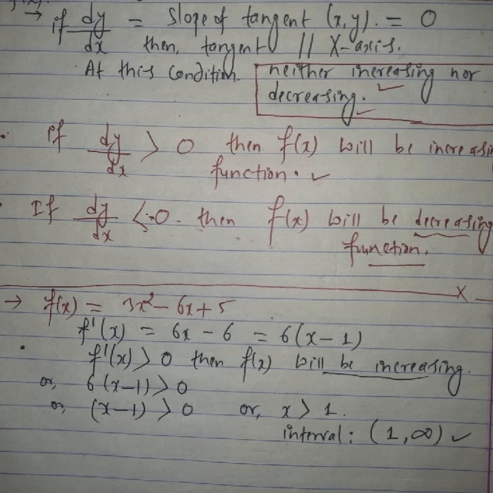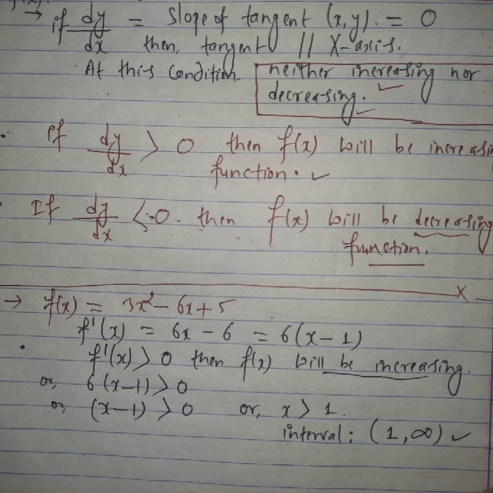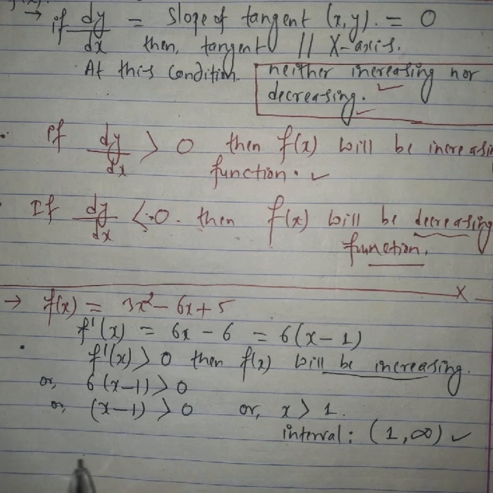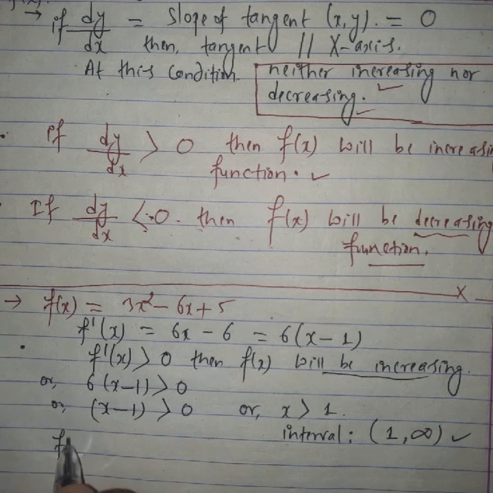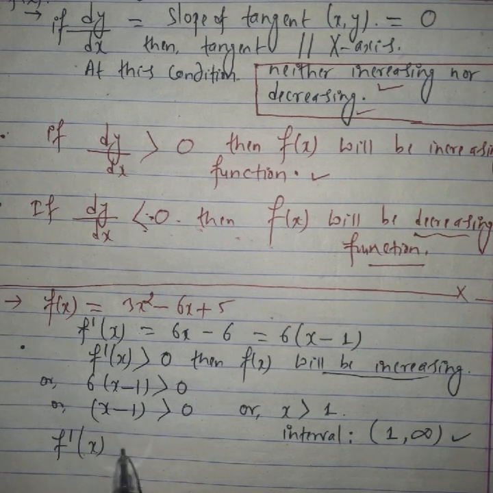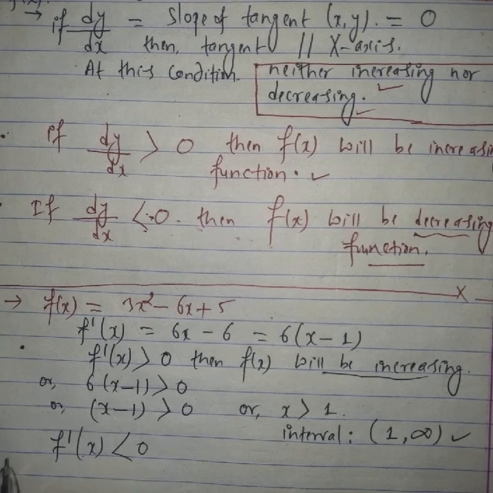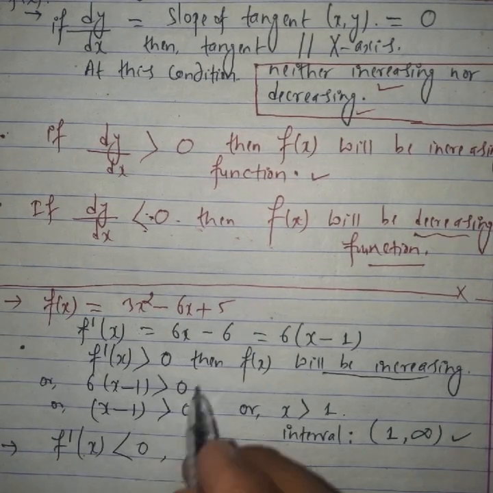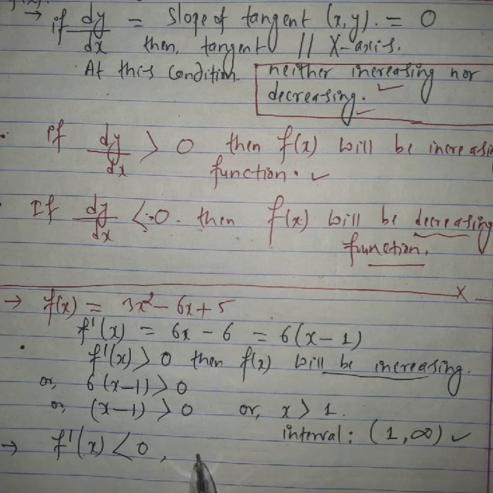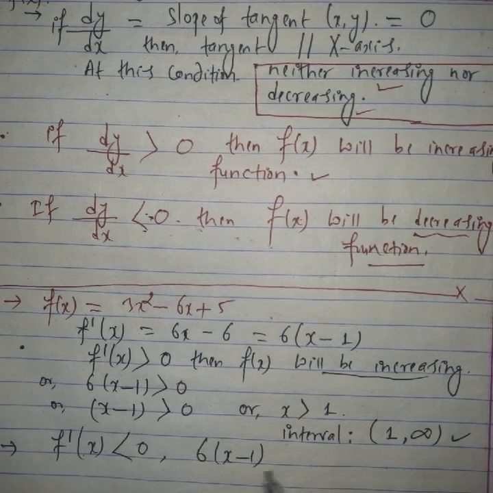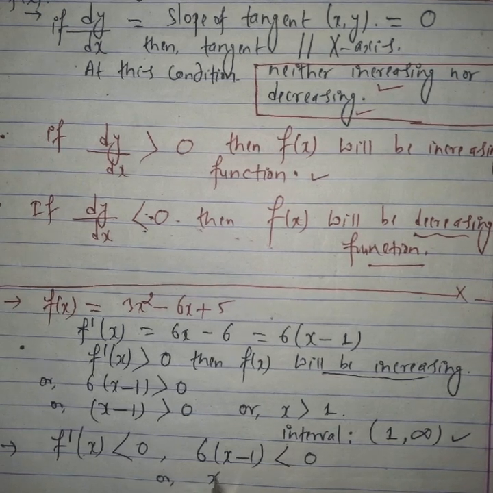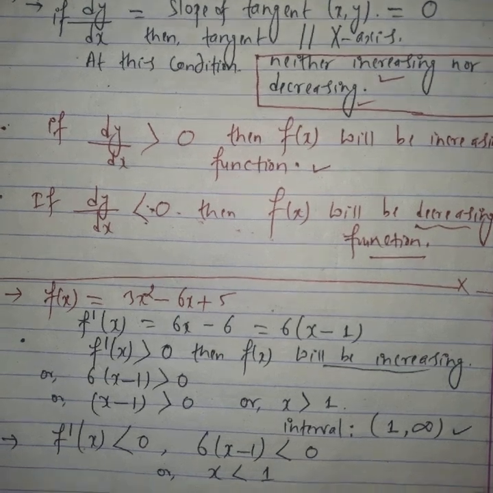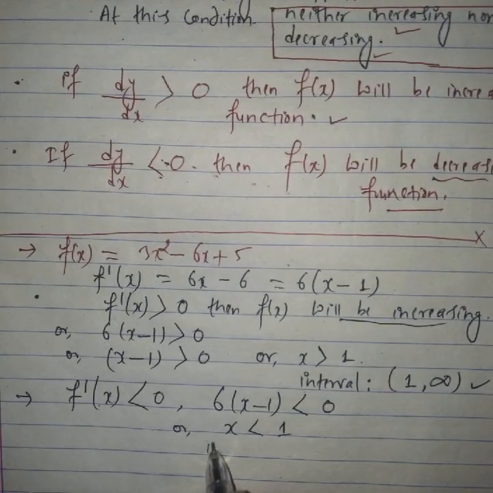Let's calculate the decreasing interval also. For the decreasing, the first derivative is negative. This is the condition for the decreasing interval. Here f dash x is 6 times x minus 1, and we want it less than 0. By solving this inequality, we will get x less than 1.